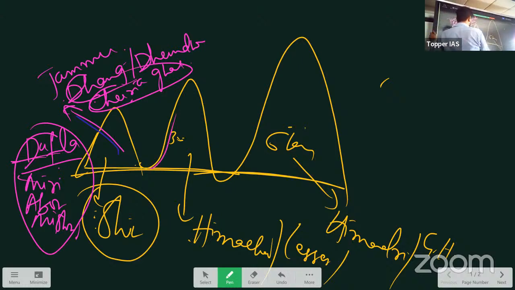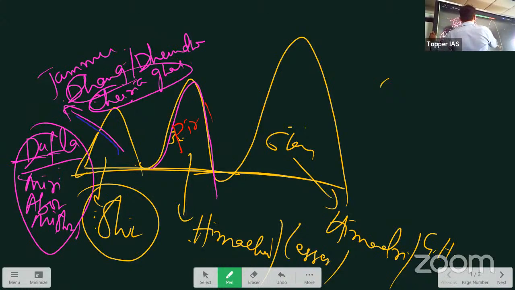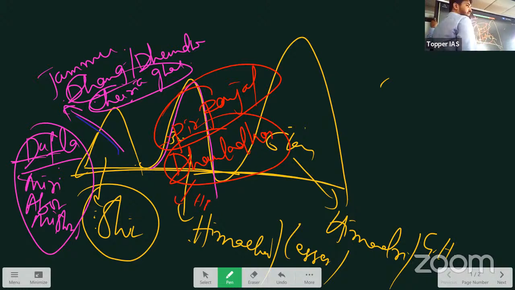Lesser Himalayas next. Lesser Himalayas are called by different names. This is important. They are called Pir Panjal in Jammu Kashmir. Remember, this is important, this will be asked. And they are called the Dauladhar range in Himachal Pradesh. So these two are important: Pir Panjal in Jammu Kashmir, and Dauladhar in Himachal Pradesh.